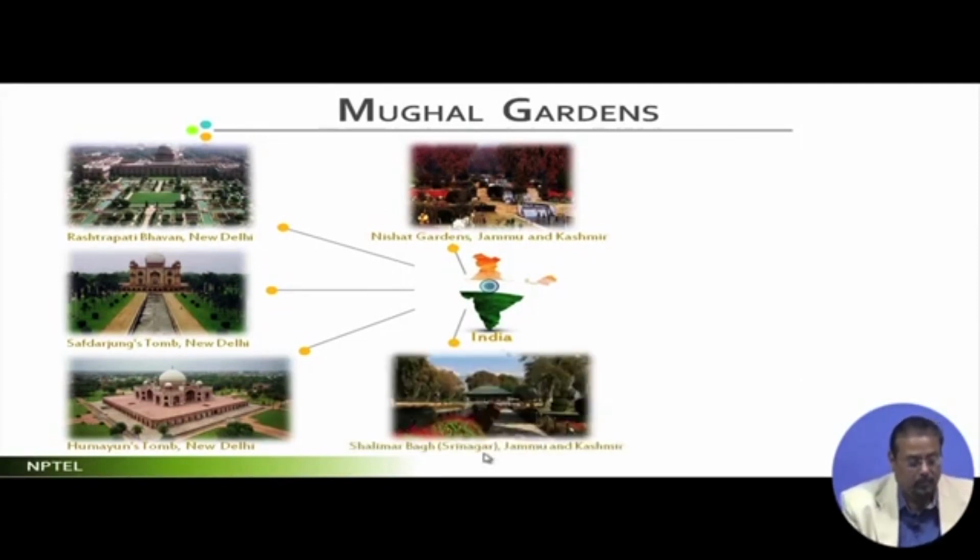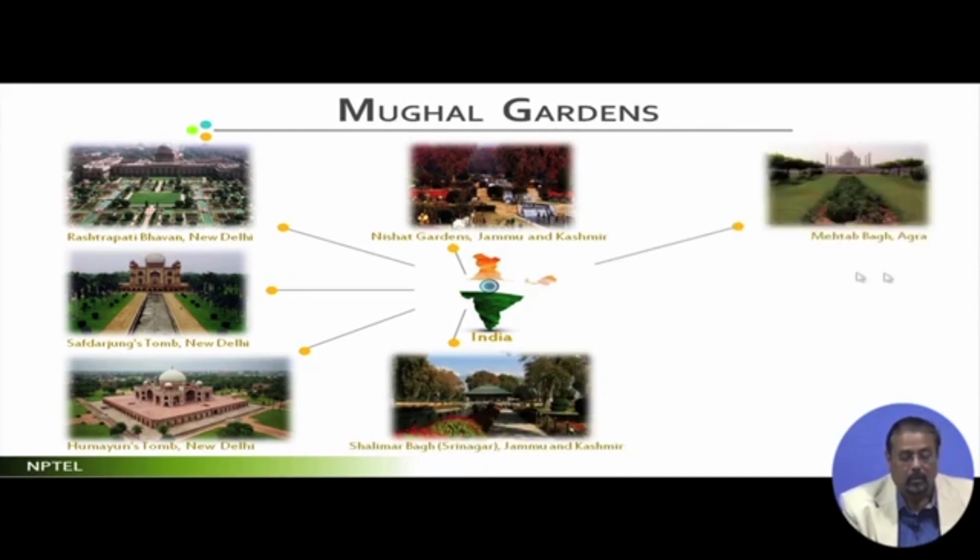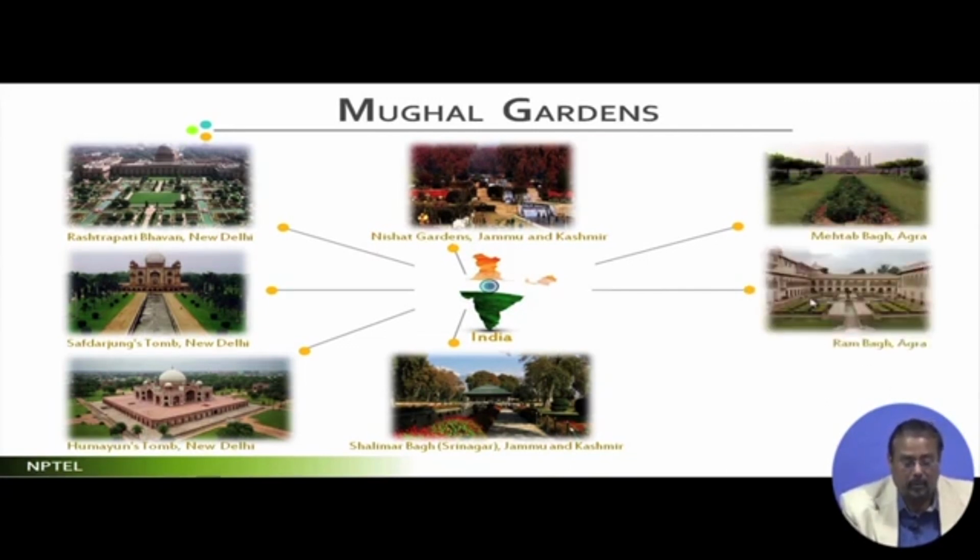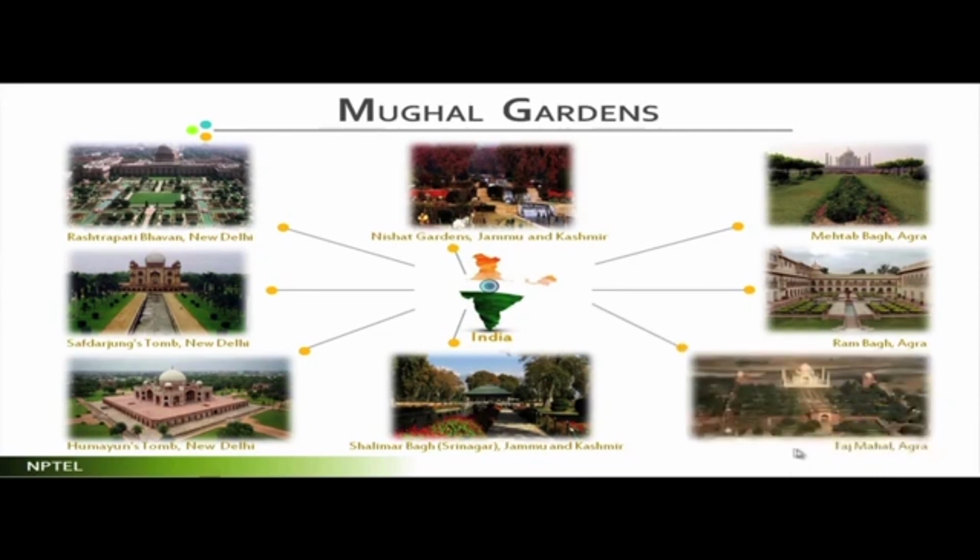Shalimar Bagh in Srinagar, Mehtab Bagh in Agra. There are many other small gardens in Agra. Ram Bagh, this is what I was referring to, four squares with the central spine of water. If you look at the Taj Mahal here, this is the entry point, and then we have a garden in the center, in which the central spine of water runs from here to the edge.